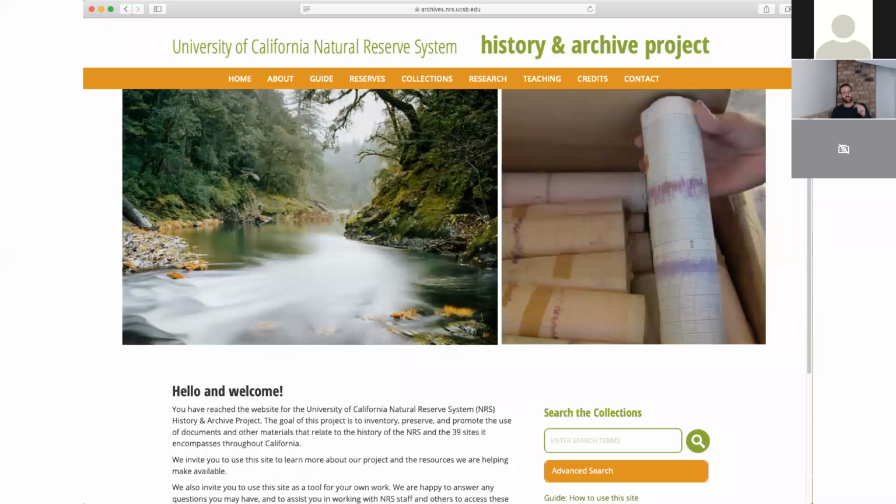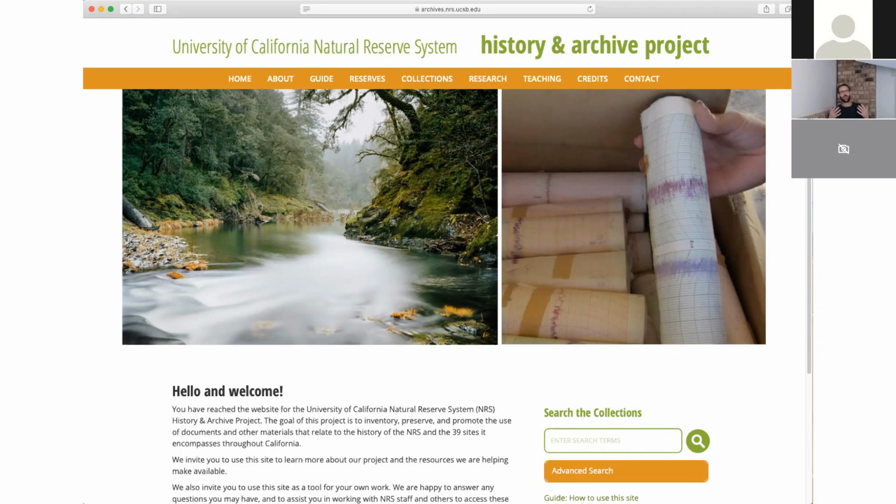And for 2 of the sites, Hastings and Sedgwick, I had worked previously on this project, the Natural Reserve System History and Archive Project, to find, index, and make those records searchable. This was a very large collaborative project, and we archived materials for about 40 sites across California. I want to highlight that because there was so much, we never actually digitized anything. You can find out a lot about these materials through this website, but you have to go there to use them. And so that's what we did.